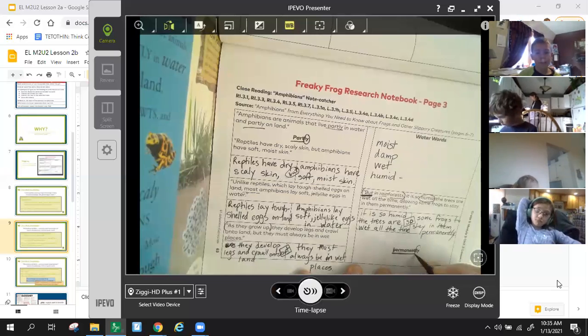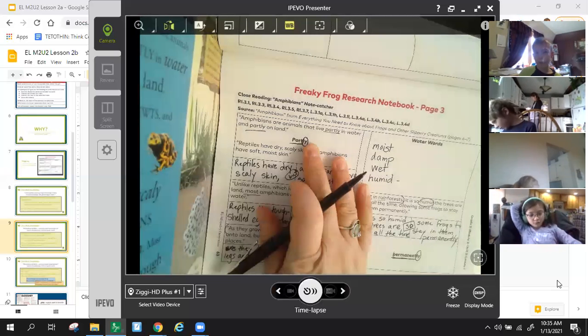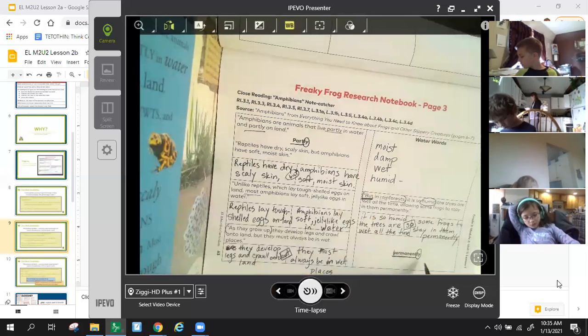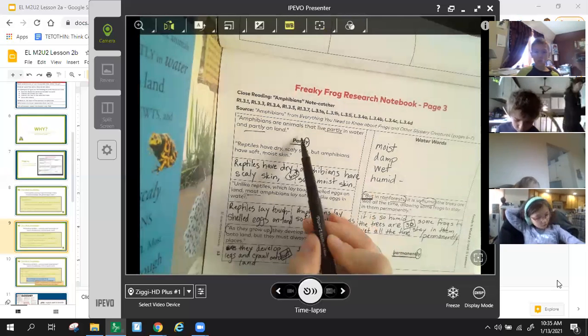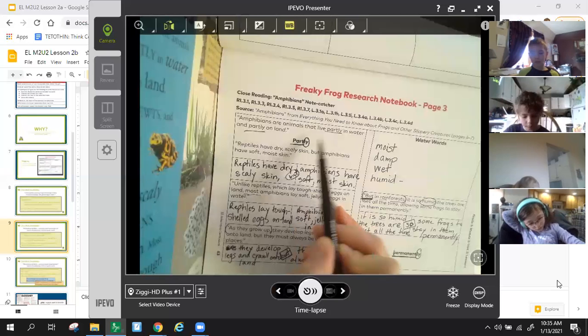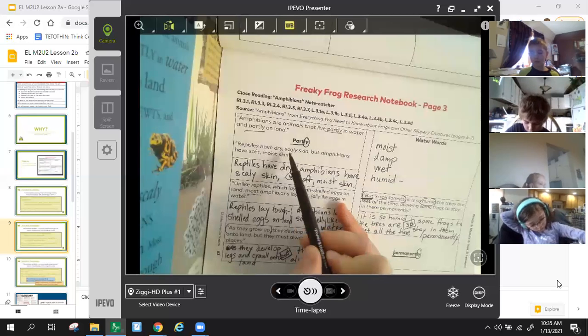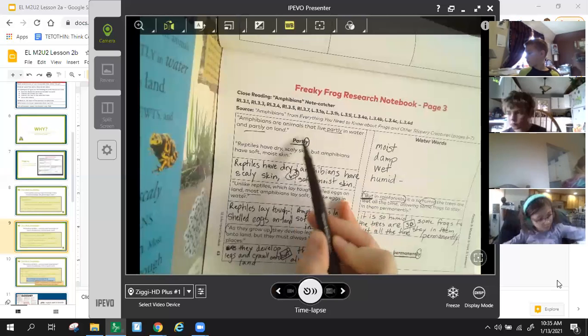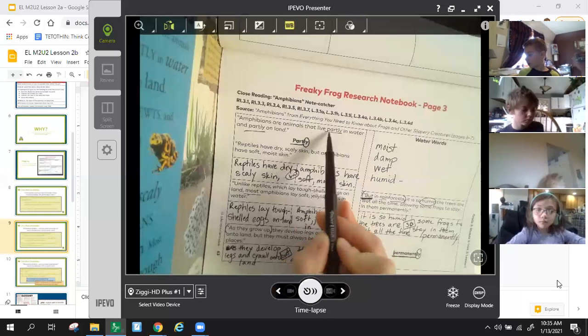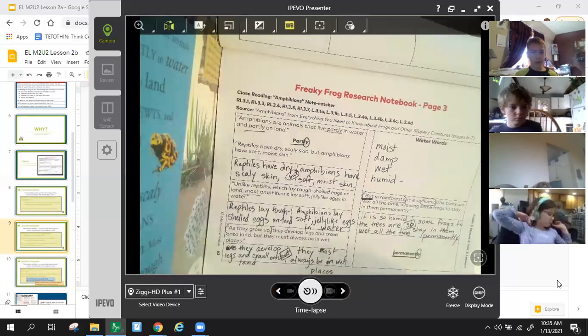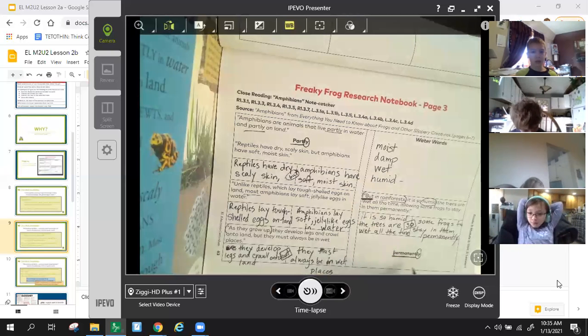Remember up here with partly, that L-Y, and here's our L-Y again. Partly meant that they were parts, sometimes in the water, sometimes on the land, and that ly helped us understand how they live. That's an adverb. In a minute, I'm going to ask you about adverbs again, and this is another example for an adverb. Permanent. What does the word permanent mean?